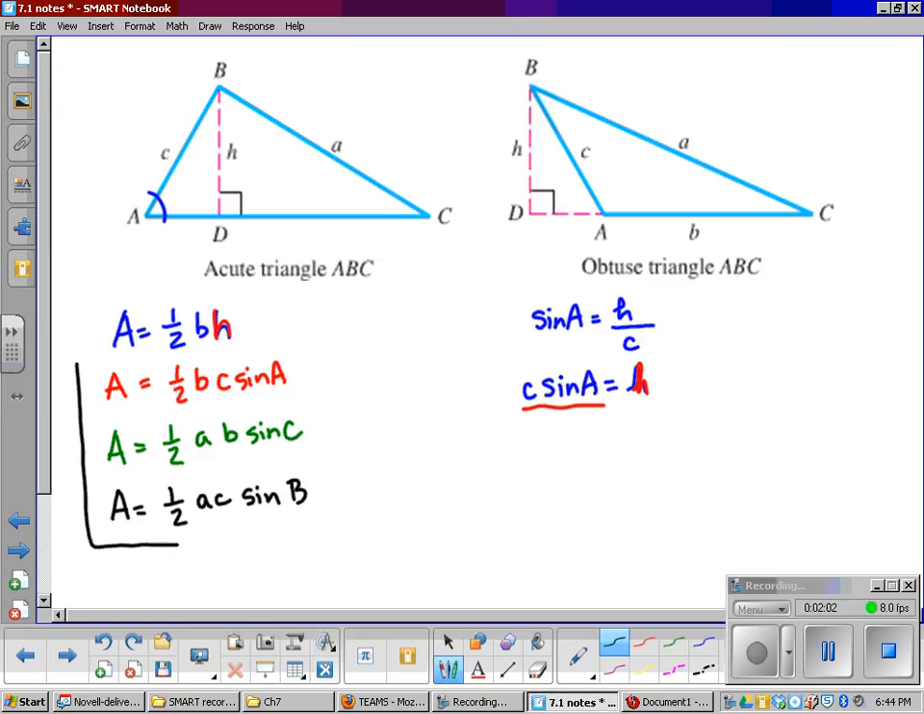Those are your three versions for the area formula when you have an oblique triangle and you're given two lengths of the sides and the included angle.